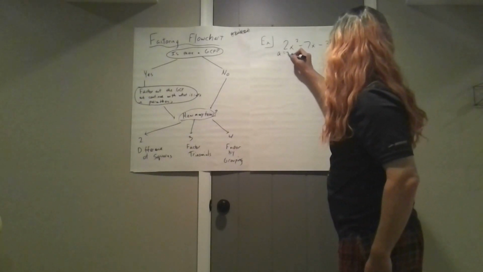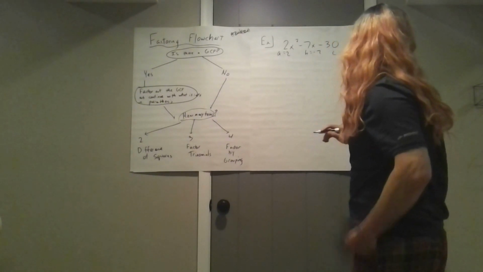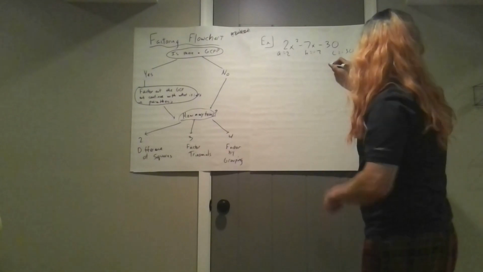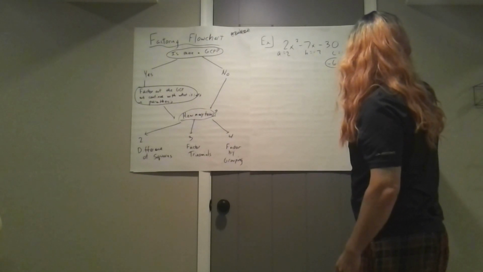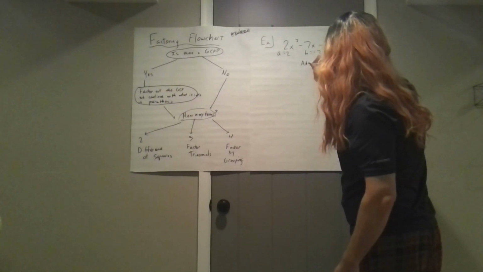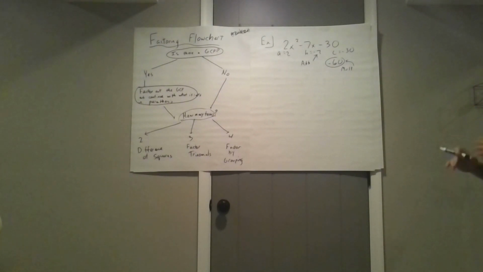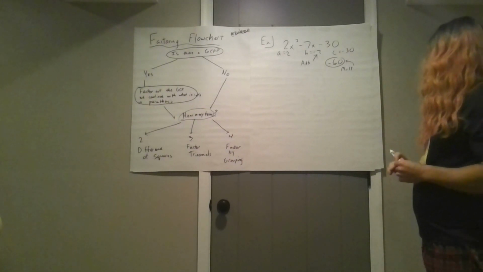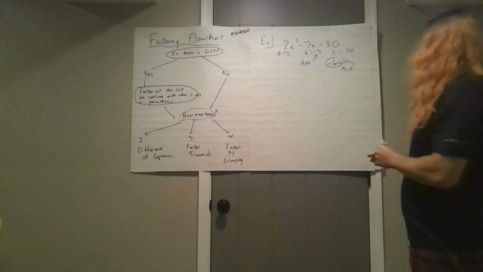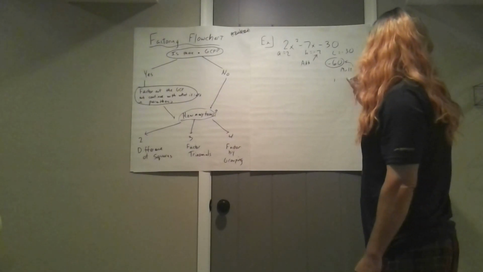All right, our A is 2, our B is negative 7, our C is negative 30. Multiply A times C, it's negative 60. That's my multiply term, and that's my add term. So we're looking for two numbers that multiply to get negative 60 and add to get negative 7. If I struggle, I can think of all the numbers that multiply to get negative 60.